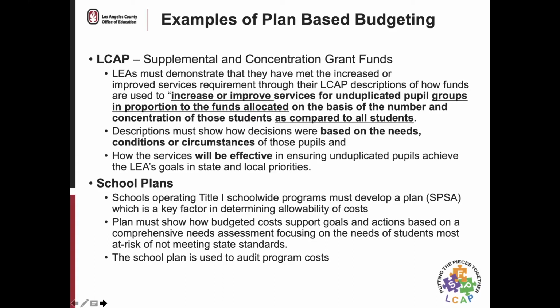For Title I programs, schools operating school-wide programs also need to develop a plan. And a key criteria for determining allowability of a cost for Title I programs in a school-wide school is the school plan. And schools can't spend funds without an approved plan, and auditors will review school plans to determine if a cost is allowable based on documentation in the plan, connection to the needs assessment, and demonstration of effectiveness of the actions.